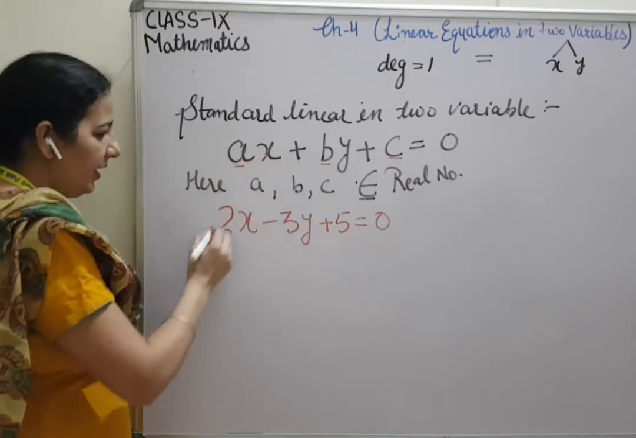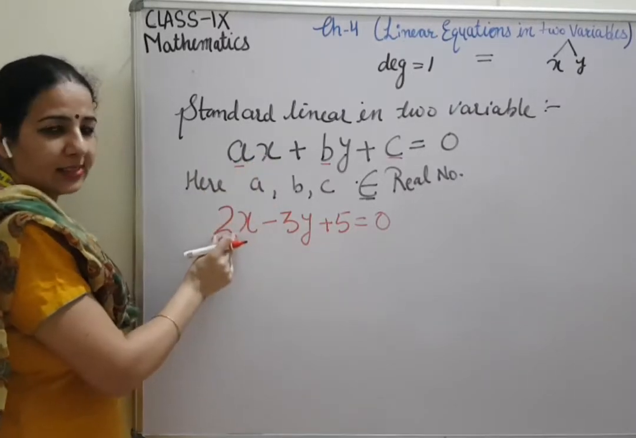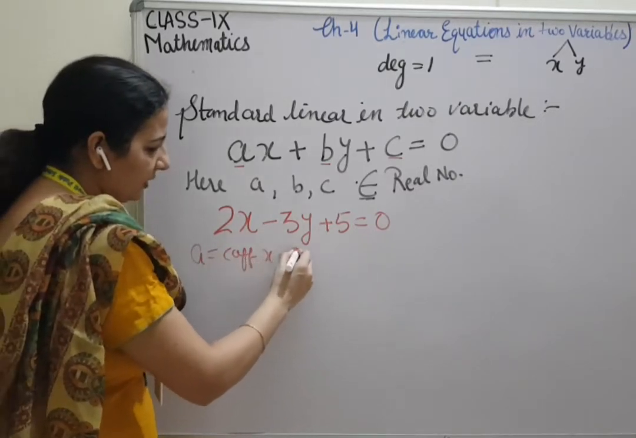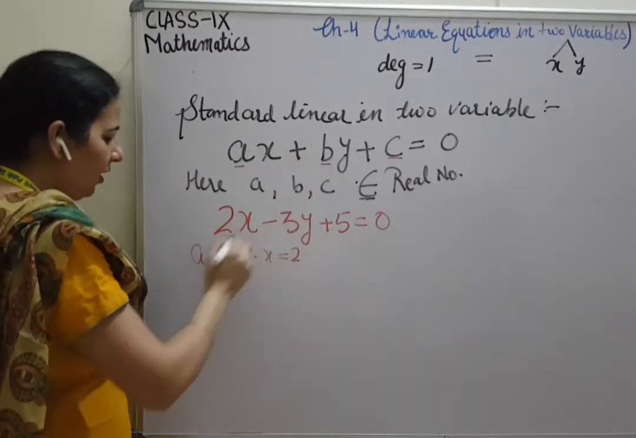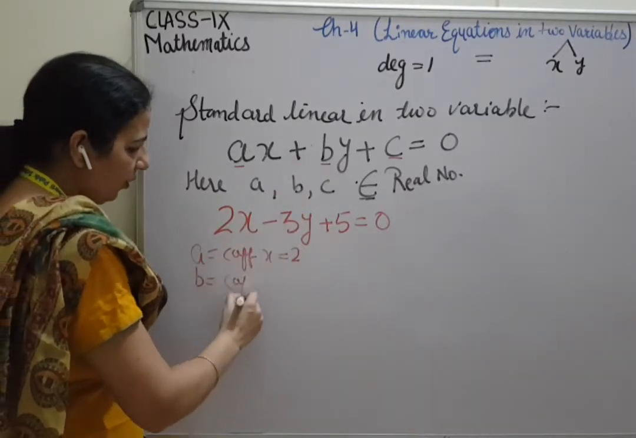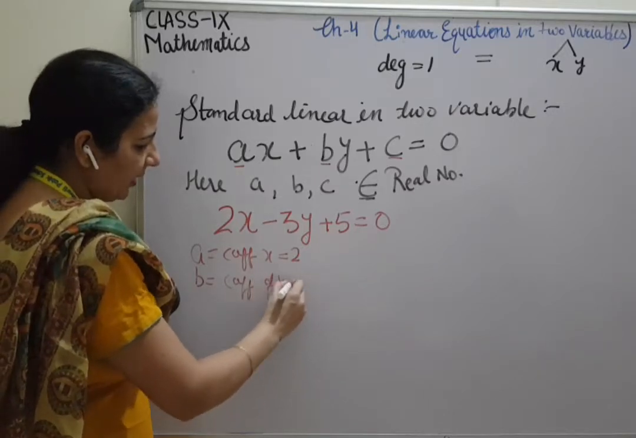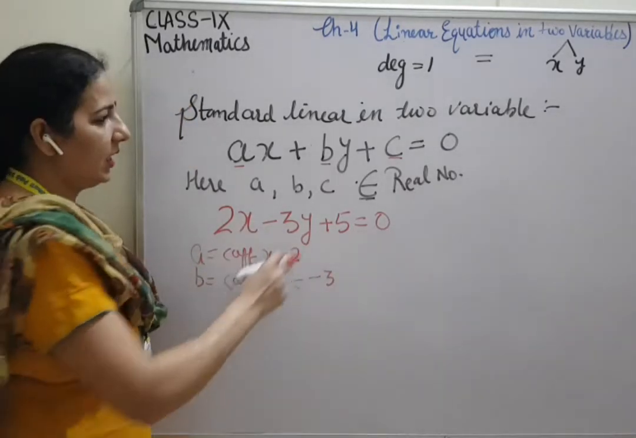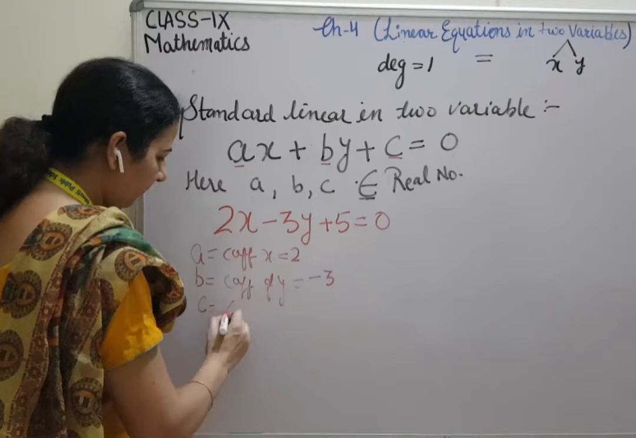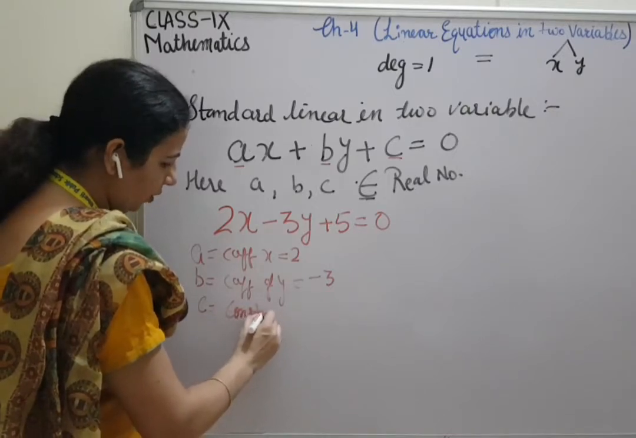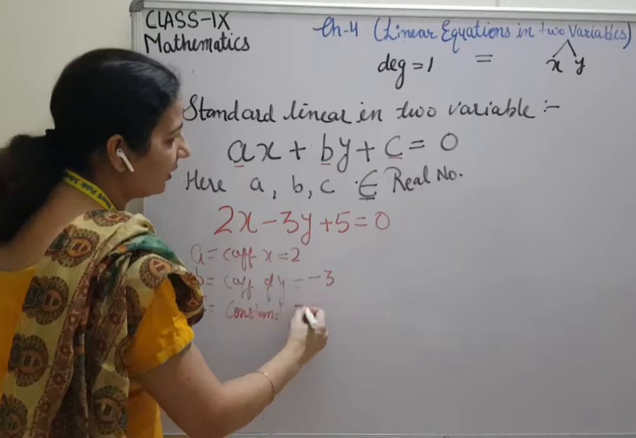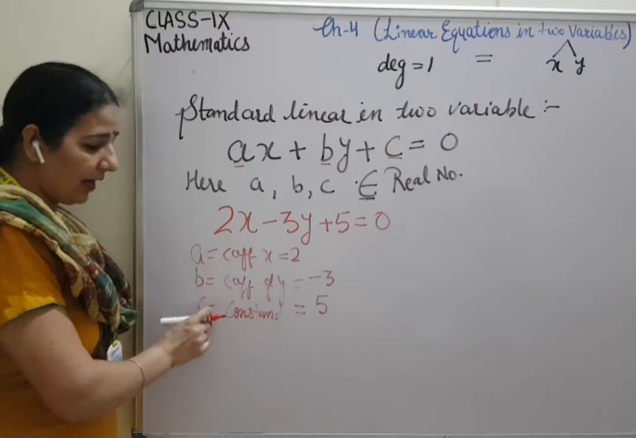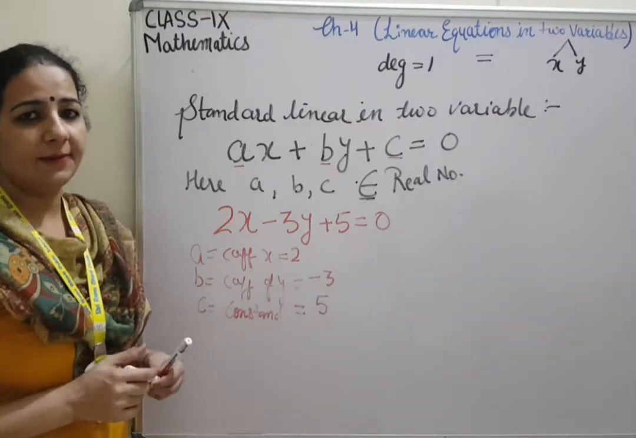So here a is the coefficient of x, and it is 2. B is the coefficient of y, that is minus 3. It will come with the sign, minus 3. And c is the constant, that is equal to 5. Fine. So like this we can calculate the values of a, b and c.